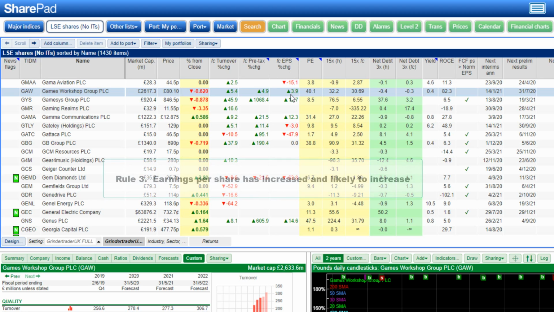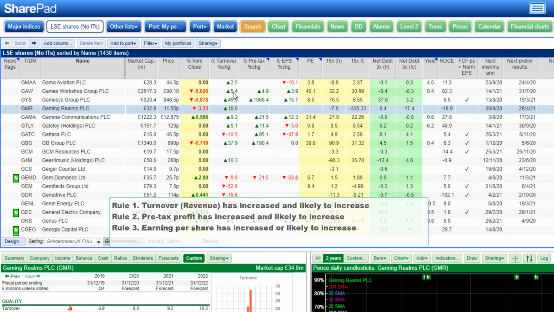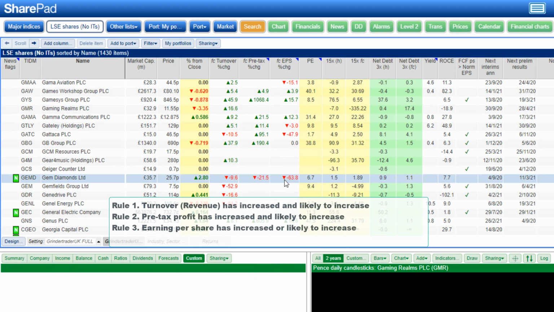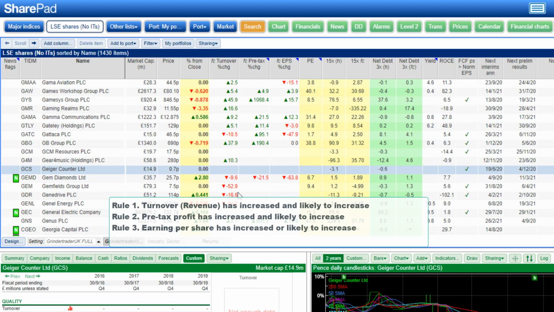Same with earnings per share, 3.9%. And you can see here I've got these, when they're positive, they're green. When they're negative, SharePad colours them red. I've also highlighted these in bold. And if there's no forecasts, or if the figures are negative, you're not interested either, and these are blank.